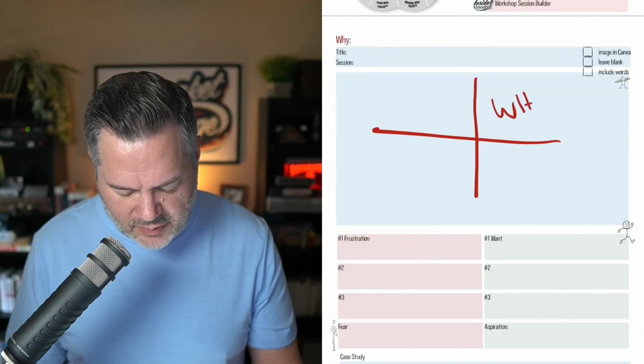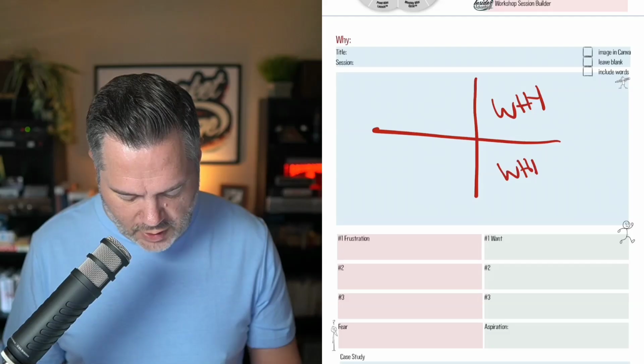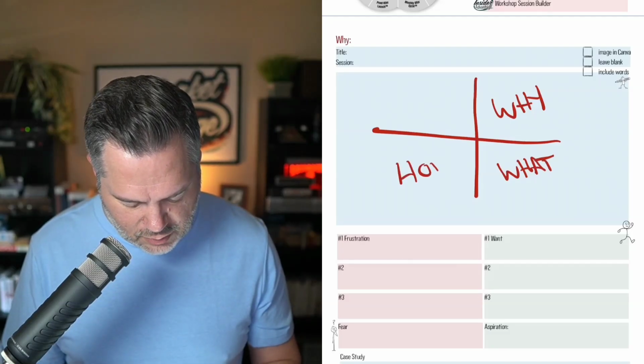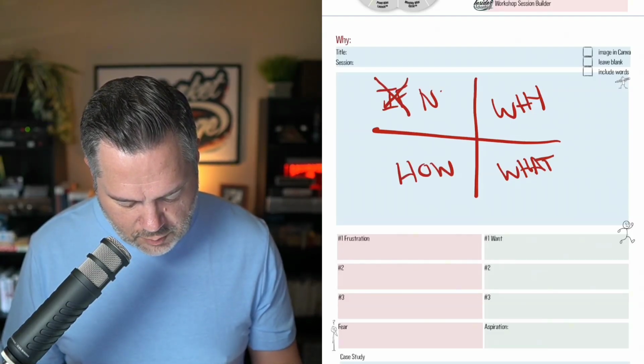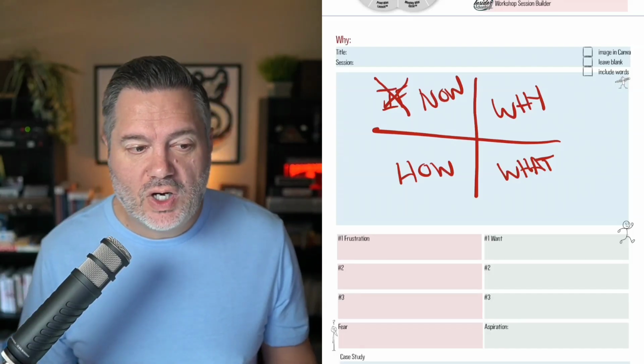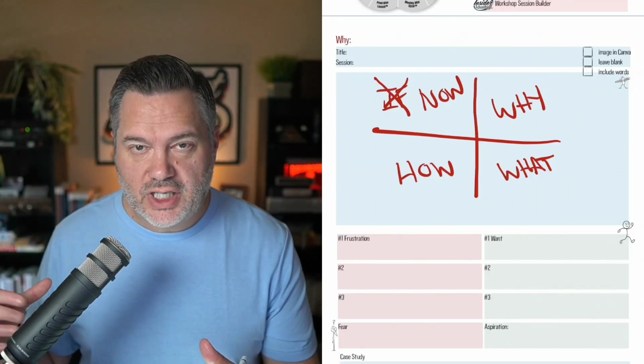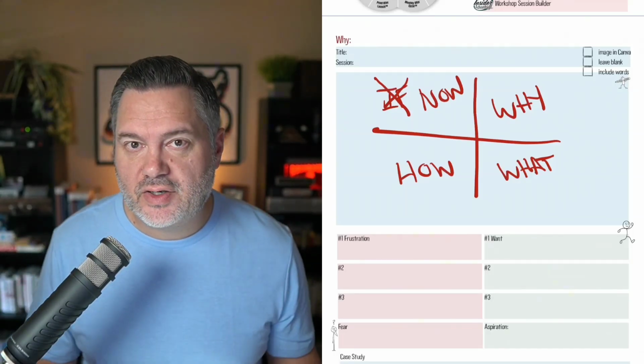And so she developed the why, what, how. She calls the last one if, but we use now. The why, what, how, now. If your workshop can incorporate these elements, you're going to hit all the different learning styles.